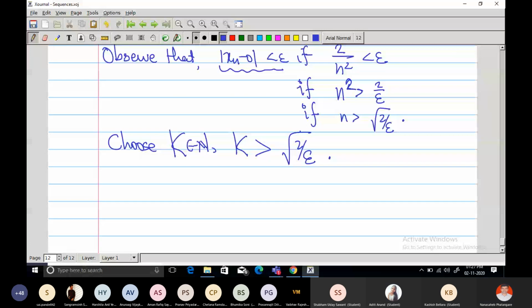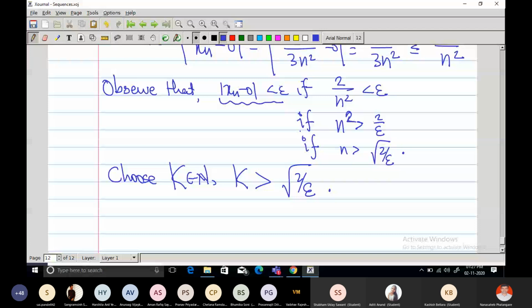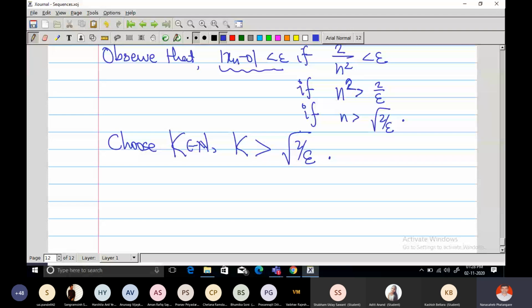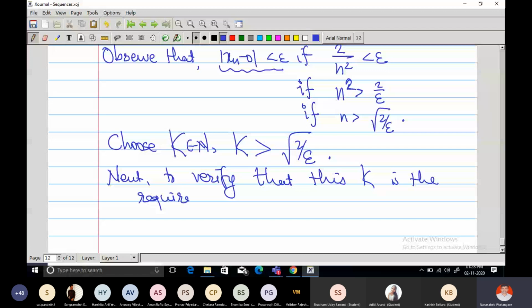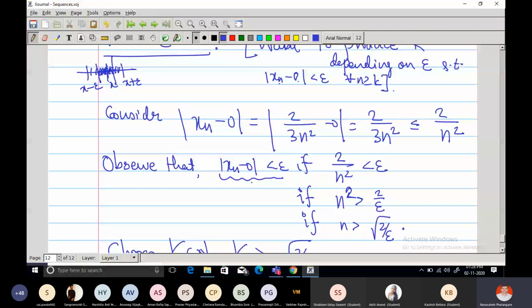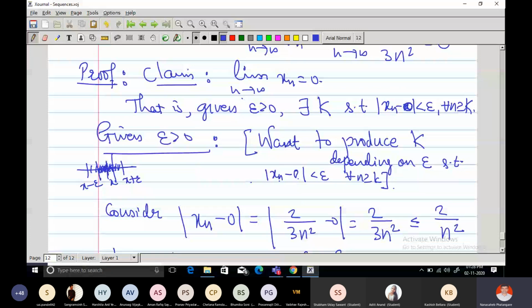Yes, sir. Am I right? Yes, sir. Right. And now I have chosen k which is greater than root 2 upon epsilon. Now verify that this is a correct value of k. Next, to verify this k will serve the purpose. What was the purpose? Do you remember what was the purpose?